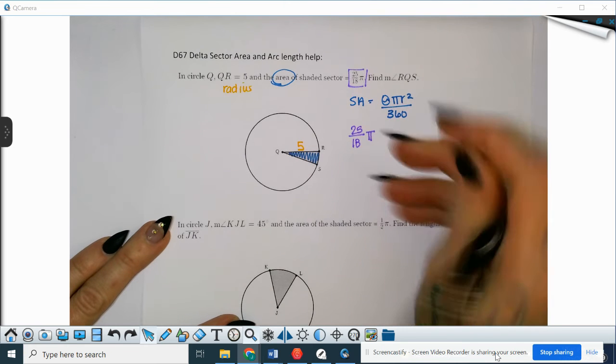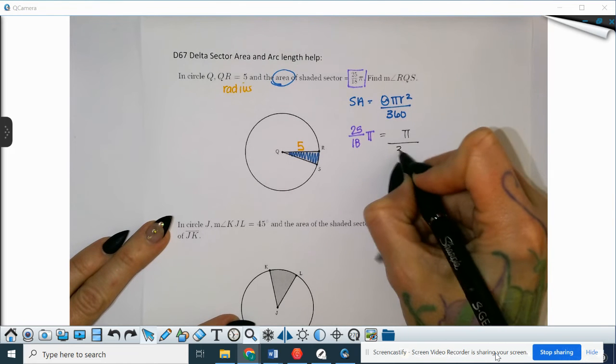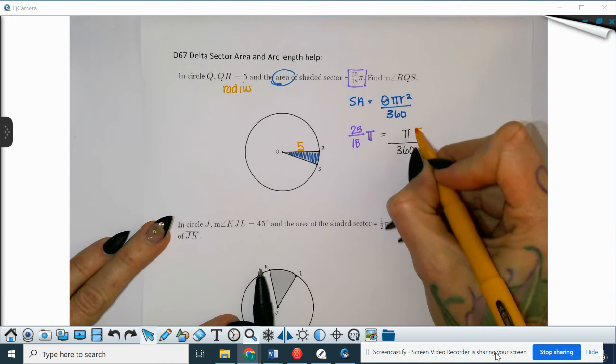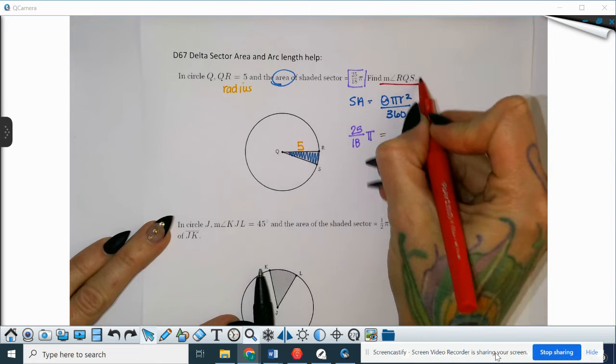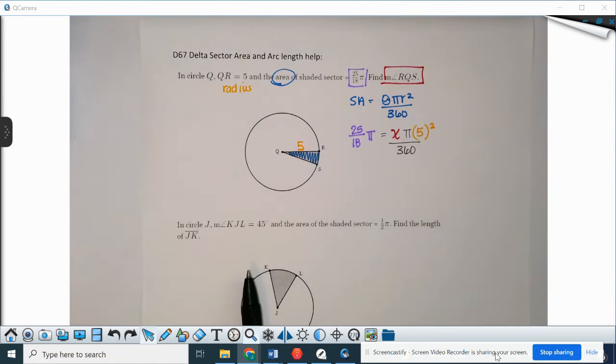We have our radius. Pi is a given. 360 is a given. Our radius was 5, so we're going to square it. And then our unknown is going to be that angle measure because it says find angle RQS. So we can call it X. You can call it whatever variable you want. That is the unknown of this problem though.